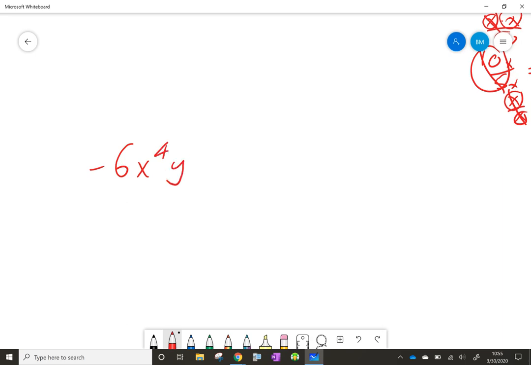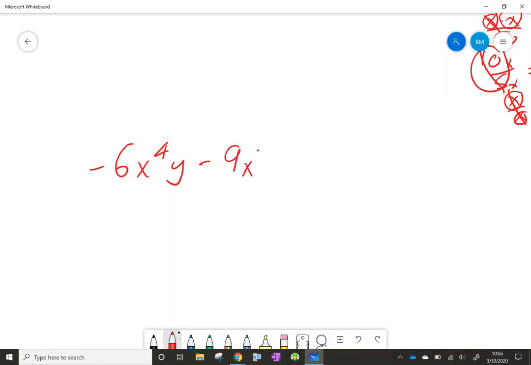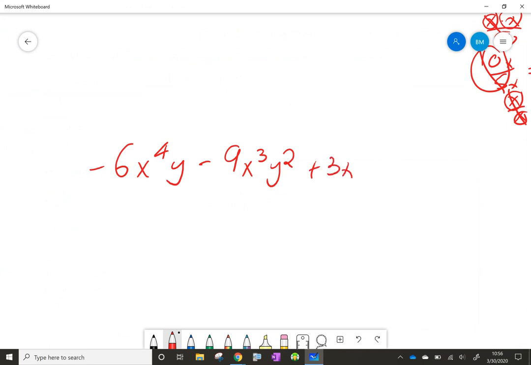Now that is one term. What other terms do we have? Minus 9x to the third y squared. And then last one is plus 3x squared y to the third. So there are three terms here. It looks like a lot, but they're essentially just three terms. We have this negative 6x to the fourth y, then we have negative 9x to the third y squared, and then we have 3x squared y to the third.